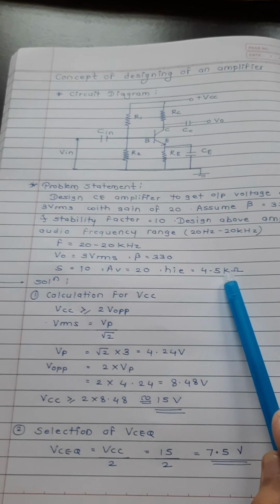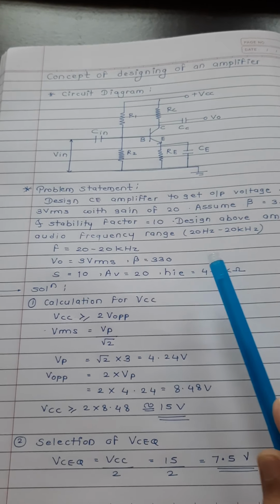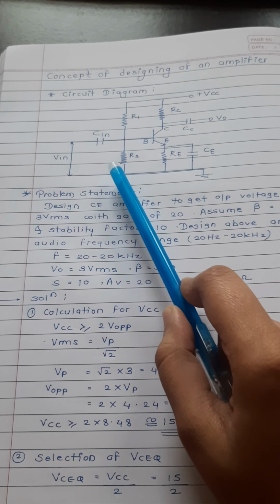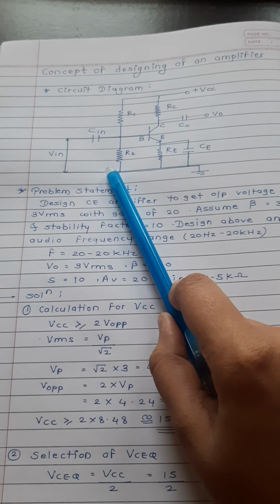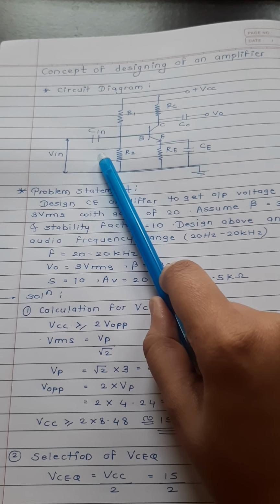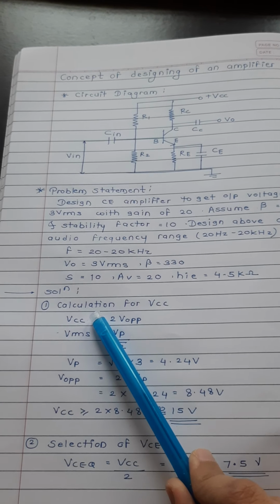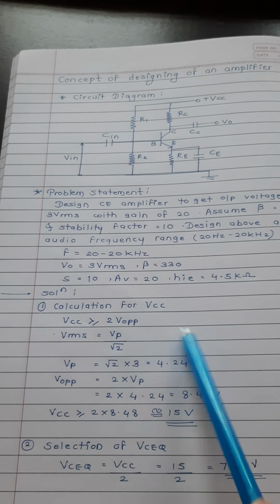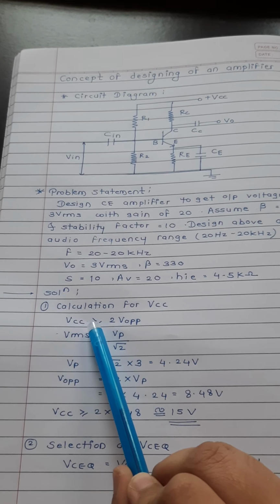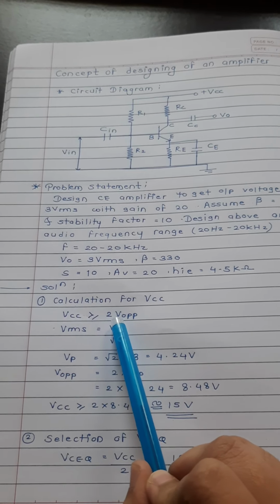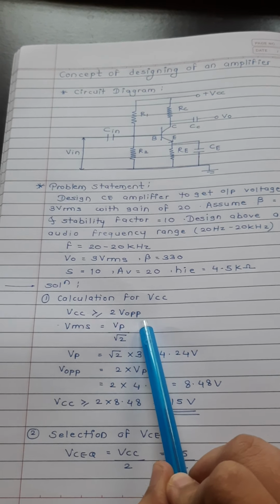To design a CE amplifier, we have to first draw the circuit diagram of the CE amplifier. I have already drawn it. This is the CE amplifier diagram. Coming to the first step, we have to calculate the value of VCC. We have one formula to calculate it: VCC is greater than or equal to 2 VO peak to peak. Vrms equals Vp upon root 2.